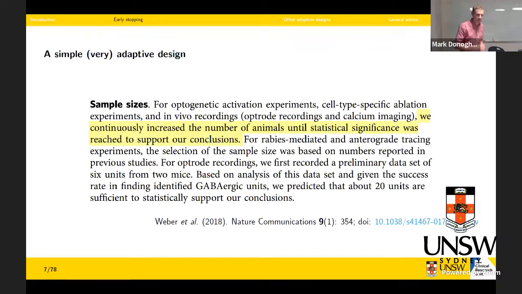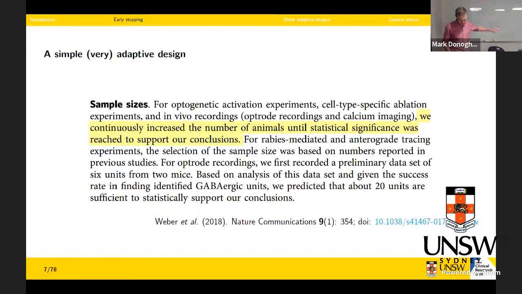So I'm just going to give an example of probably the simplest adaptive study design you can have, which is early stopping. And this is a very adaptive design.